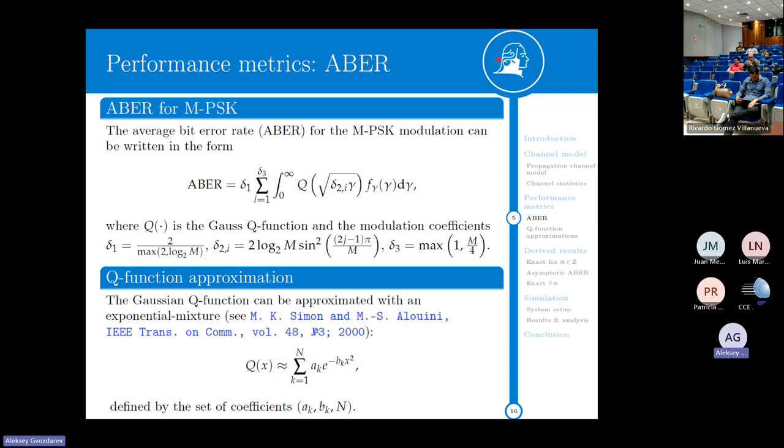To reduce the complexity of the problem, it is a common practice to use various forms of Gaussian Q function approximation. And one of the prevailing nowadays is the so-called exponent type approximation, which is defined by the set of coefficients AK, BK, and the number of terms.